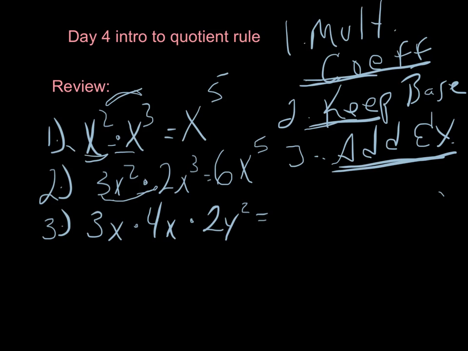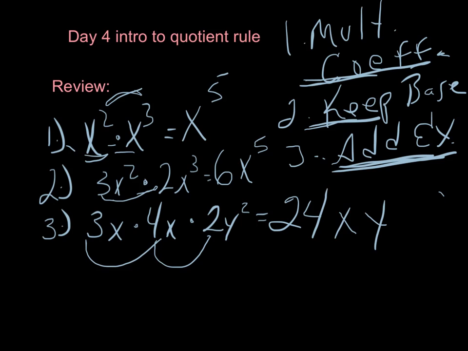Alright, our final problem, number 3. Again, we want to start at the top, multiply our coefficients. This one's a little more difficult, but it's just simple multiplication. 3 times 4 is 12, times 2 is 24. The second thing we do, again, is keep our base. Now in this situation, we actually have 2 bases. We have an x and a y. And then the final thing we want to do is go down and add the exponents.